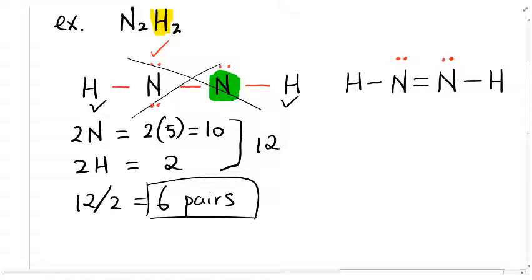And now it's time to check for octet, right? So look at the central atoms, nitrogen, and they have 4 pairs. Okay, so make sure you always check for octets. 1 pair, 2, 3, and 4 for 1. And the same thing for the one on the right hand side. Okay, so that means this must be the correct Lewis diagram for N2H2.